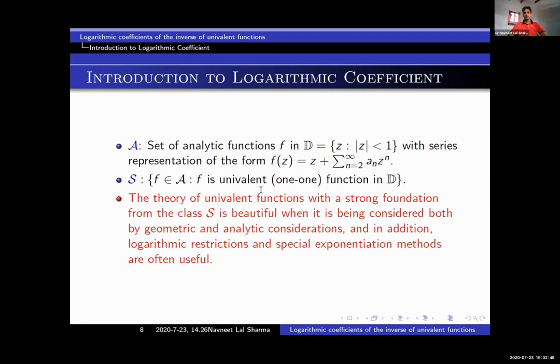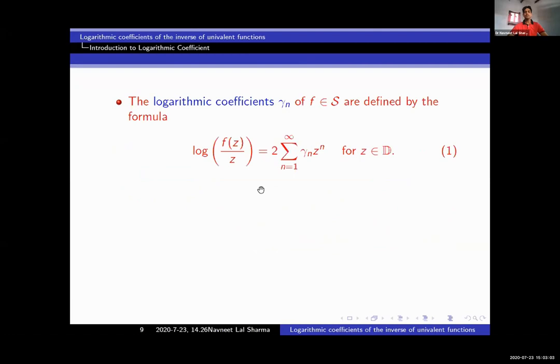The theory of univalent functions with a strong foundation from the class S is beautiful when we study both geometric and analytic properties. Also, in addition, we study logarithmic restrictions and special exponential methods which are useful. First I will define the logarithmic coefficient. Let f be in the class S, that means f is a univalent function. Then f of z over z is a non-vanishing analytic function, so we can define the logarithm. So log of f of z over z is equal to 2 summation gamma n into z to the power n. Here gamma n is called the logarithmic coefficient of function f.